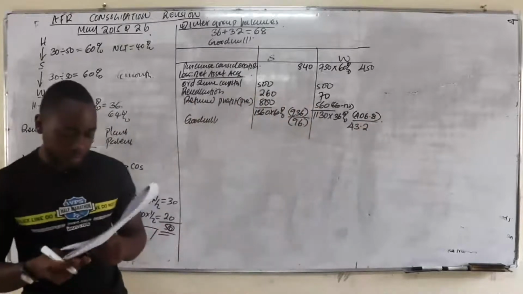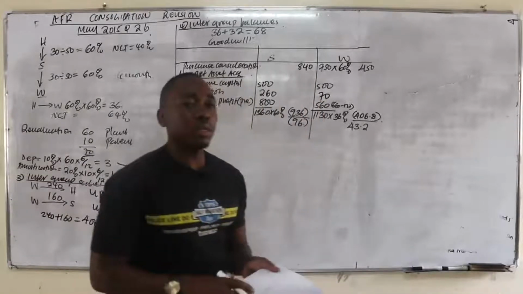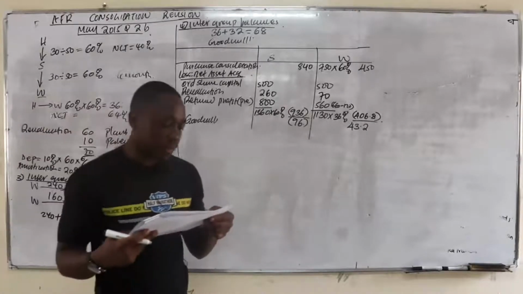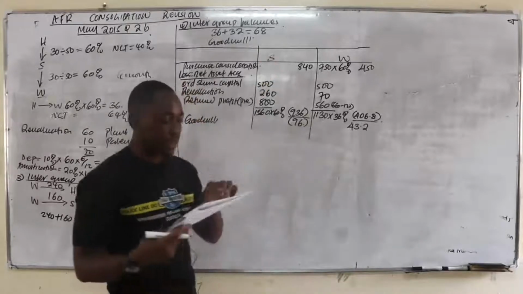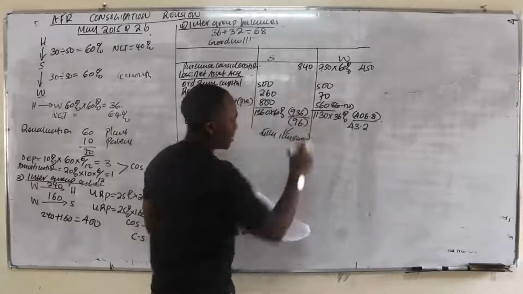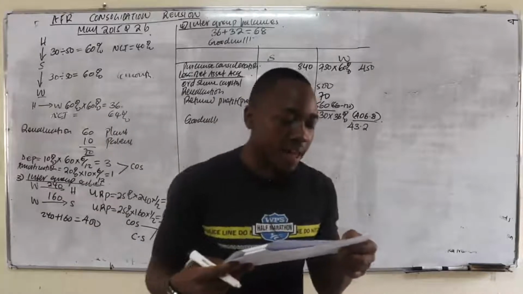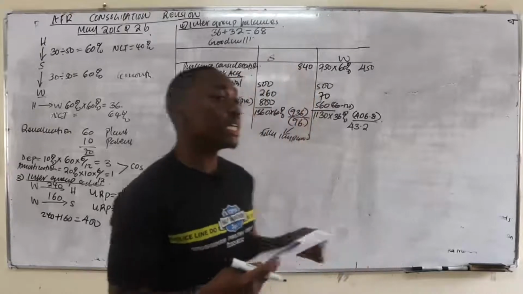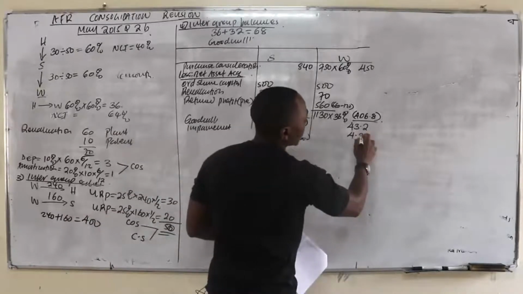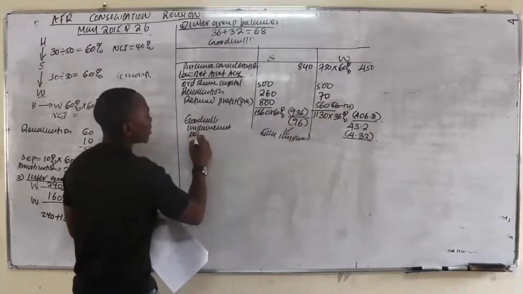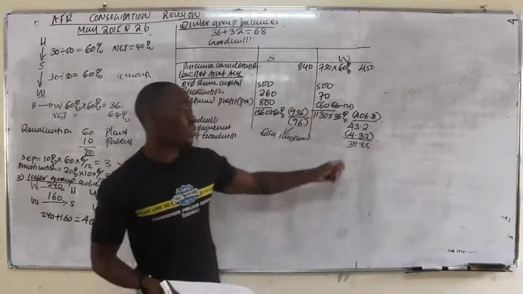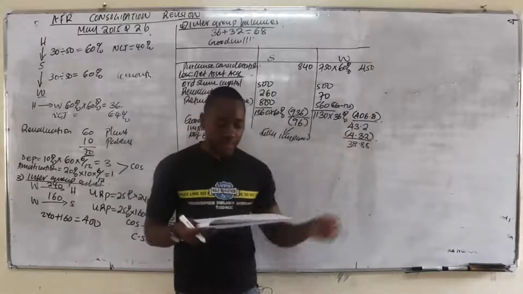Therefore, how much will be the value of the goodwill? 43.2. Good. Now we can go back to note number 6. In note number 6, we are told that the goodwill of H Limited in S Limited was fully impaired. While that of S in W Limited is considered to be 10% impaired. So let's deduct the impairment. 10% of this is 4.32. How much will be the net goodwill? 38.88. And this is what you take to the balance sheet, and the impairment you take to the income statement as an expense.